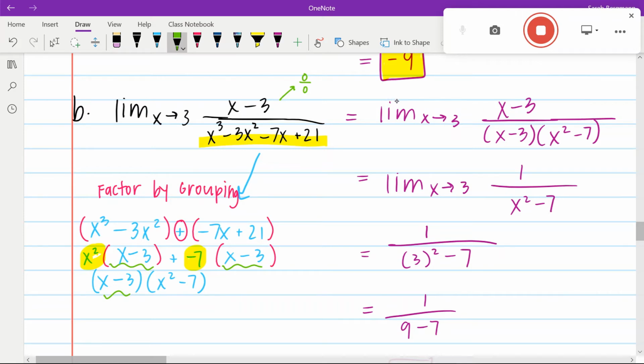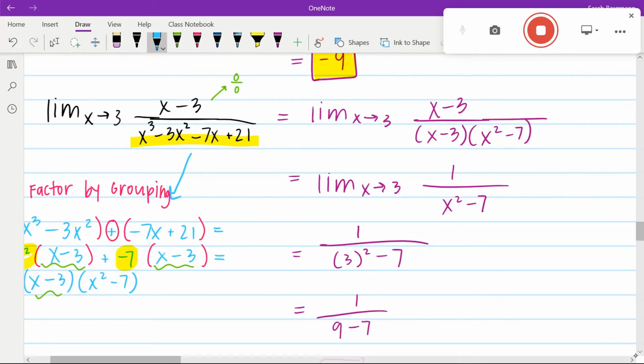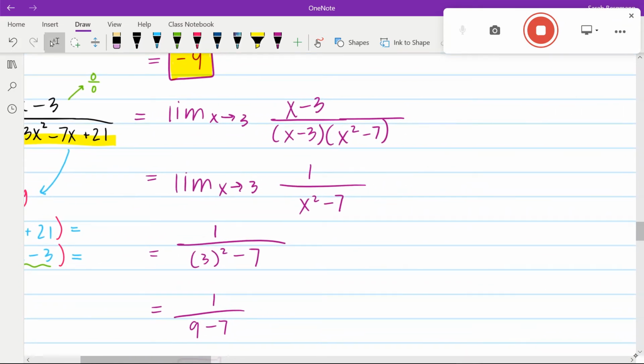So since x minus 3 is in both the first group and the second group, I can go ahead and bring it out. So I'm factoring out x minus 3. In the first group, I'm left with x squared. And in the second group, when I factor out x minus 3, I'm left with a negative 7. Remember, you could also use guess and check for this, but factoring by grouping will always work, and it might save you some time.